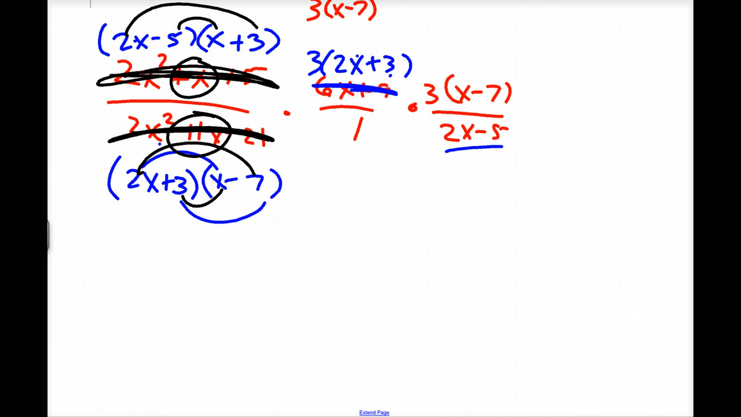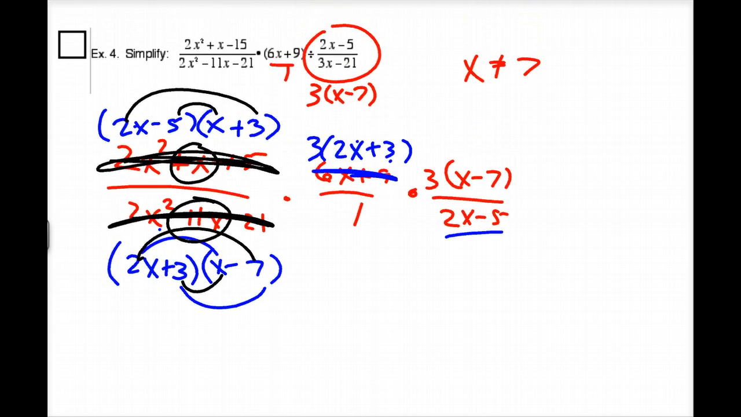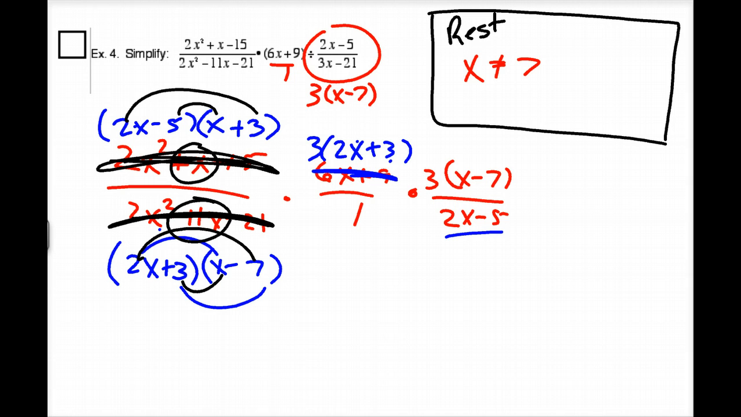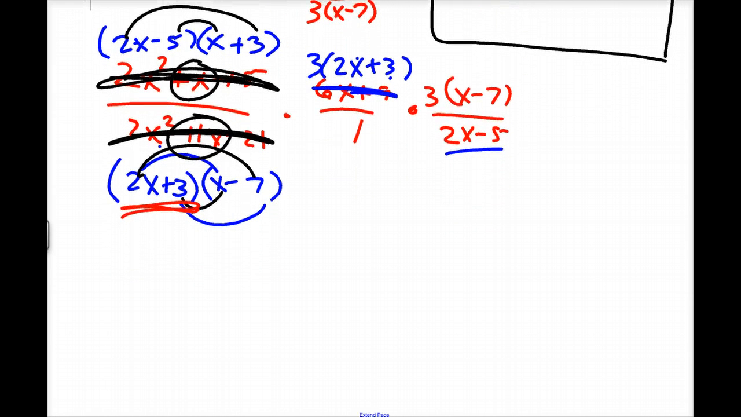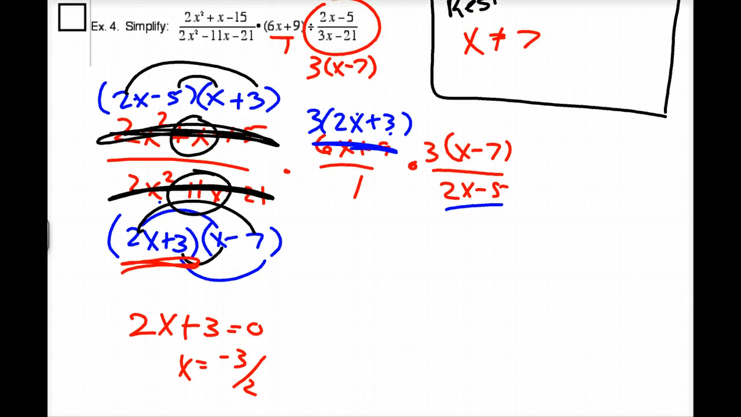Oh, wait a minute. I got ahead of myself. I shouldn't say what cancels because I still haven't got all my restrictions. I almost forgot all my restrictions up here. I initially had the 7. But what else is there? Well, this is in the denominator. That can't be 0. 2x plus 3 is in the denominator. That can't be 0. So what makes 2x plus 3 equal 0? Well, that would be negative 3 halves. So x can't be negative 3 halves.